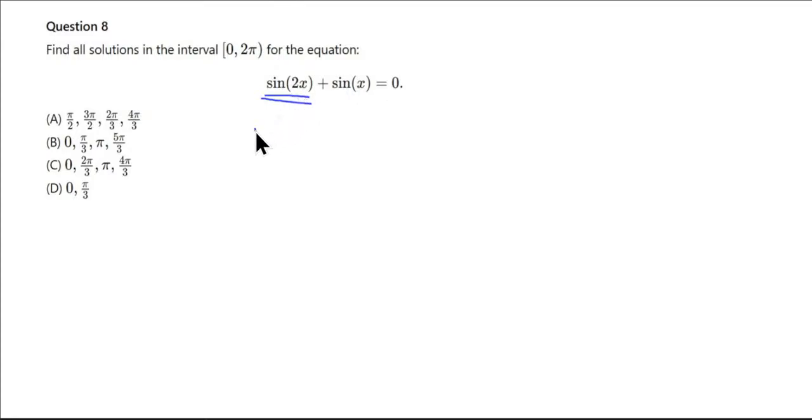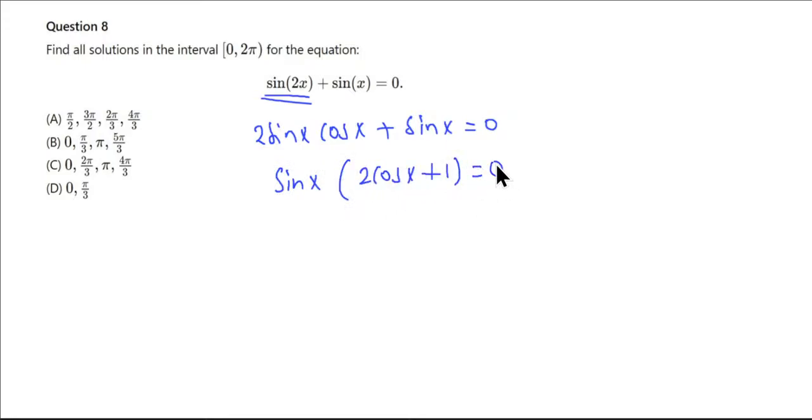So sine of 2x is 2 sine x cos x. Right off the bat, I'm going to replace it like that. And this sine x remains as it is, and this is equal to 0. From here, I can take sine x as a common factor. So sine x is taken out, and I'm left with 2 cos x plus 1 is equal to 0.